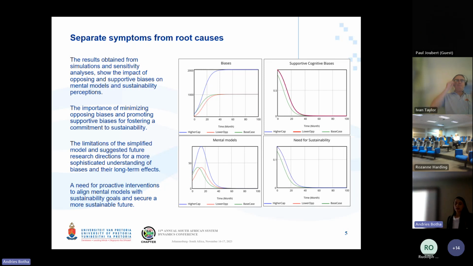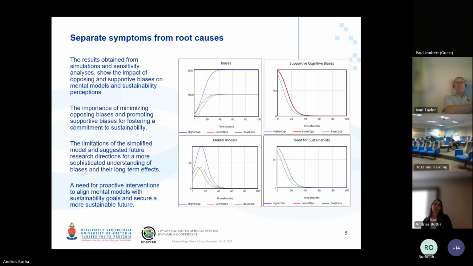We see that this is percentage-wise, so we have 50% and 100%. If we have only supportive biases, our mental models are fine. There is a need for sustainability, and the community perceives that need. But as soon as the opposing biases come into play, it diminishes that need entirely. So that's just to show that we really have to focus on increasing the supporting biases part.